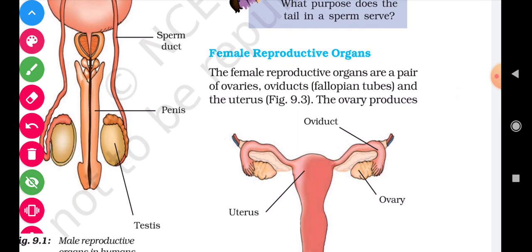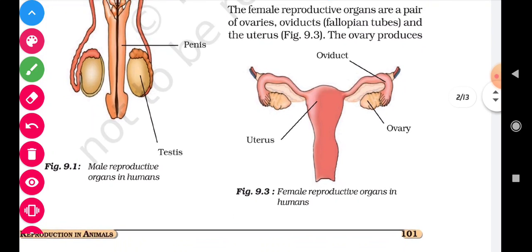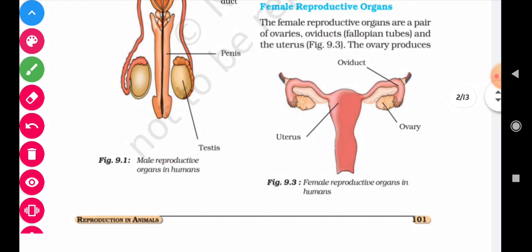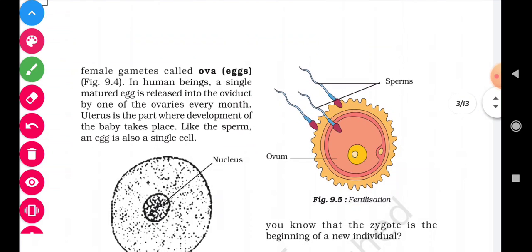Second is the female reproductive organs. The female reproductive organs are a pair of ovaries, oviducts and a uterus. In this female reproductive system, the ovary produces female gametes called ova, eggs.